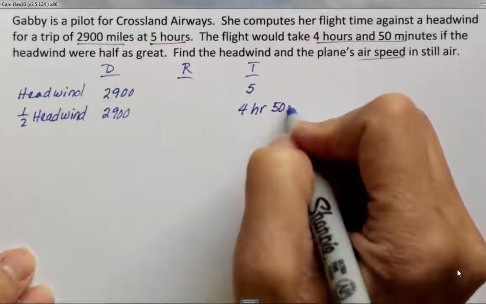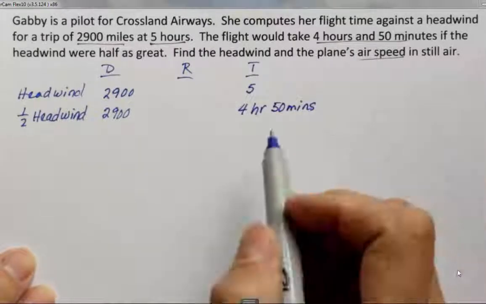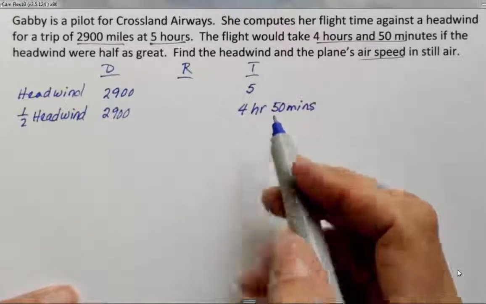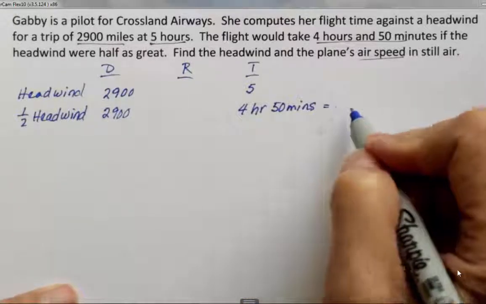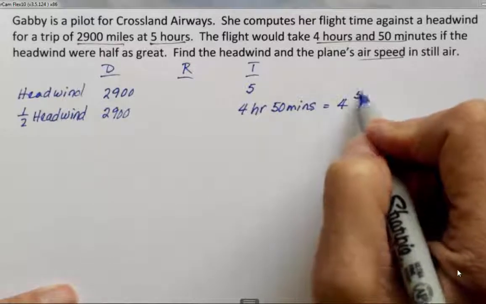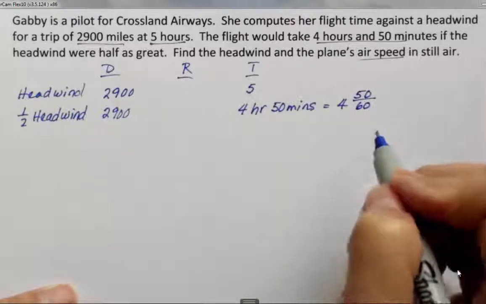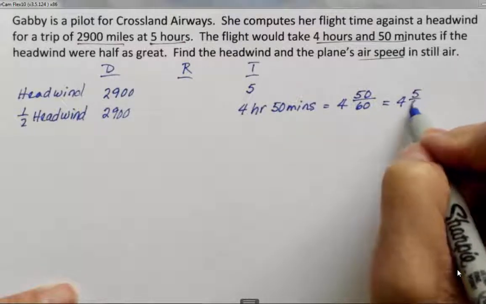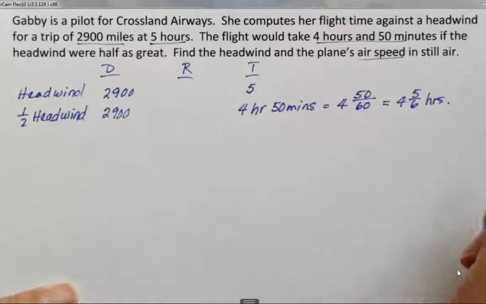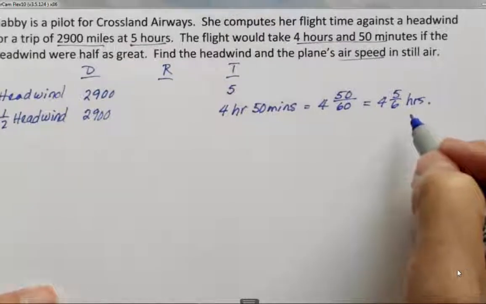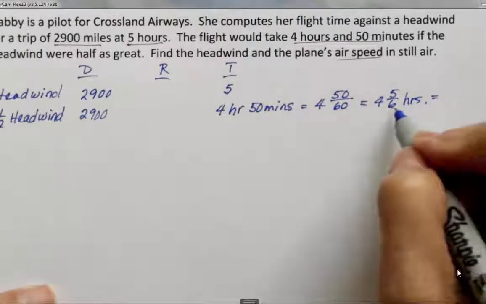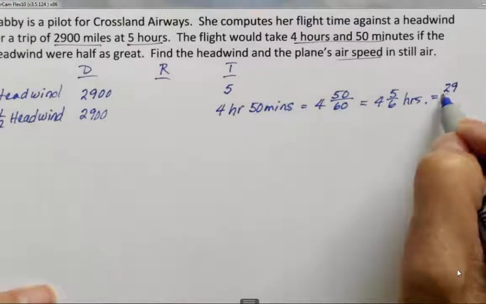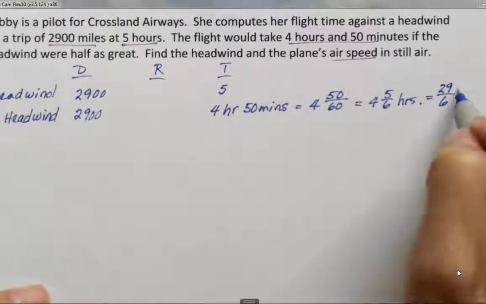Now we need to change this to all hours. And the reason we're changing it to all hours is that, remember, our rate is going to be in miles per hour. So we need to change this, and it becomes 4 hours and 50 out of 60 minutes, which we can then reduce to 4 and 5/6 hours. And it might be easier to rewrite this as an improper fraction. 6 times 4 is 24, plus 5 is 29, so 29/6 hours.